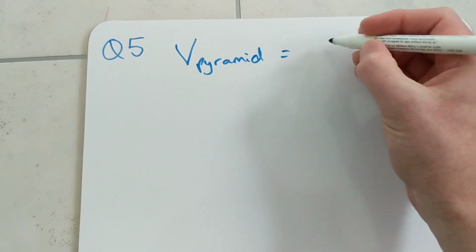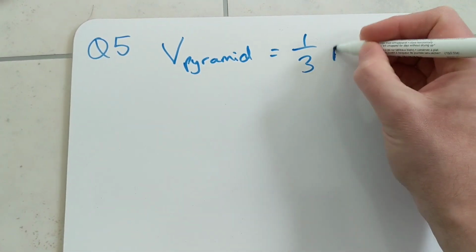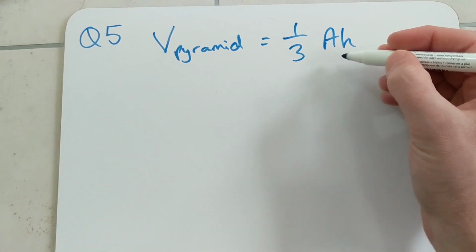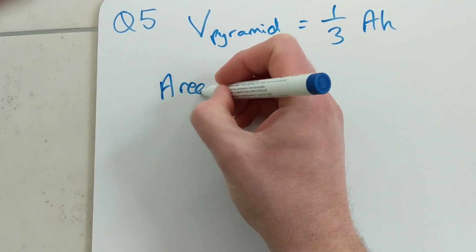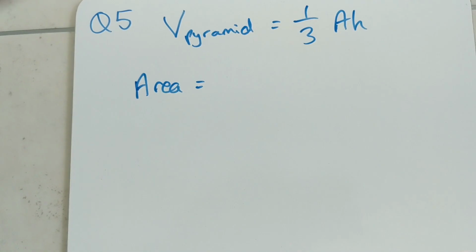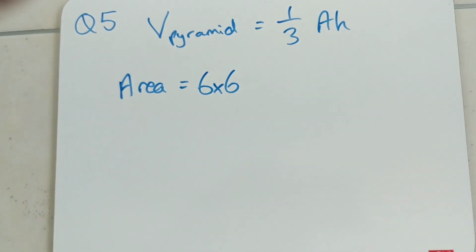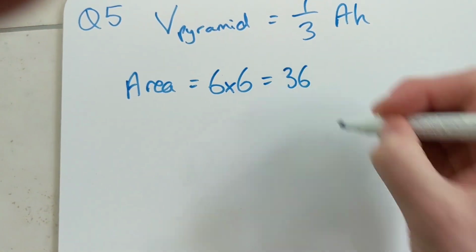is in your formula sheet. It's 1/3 AH. The A stands for the area of the base. So the area of the base, if its length is 6 in this question, would be 6 times 6 because it's a square based pyramid. That's just 36. That's nice and easy.